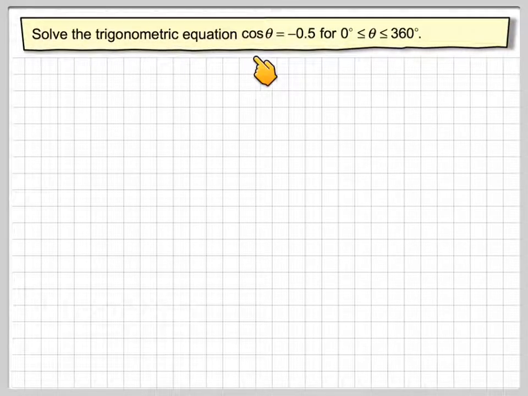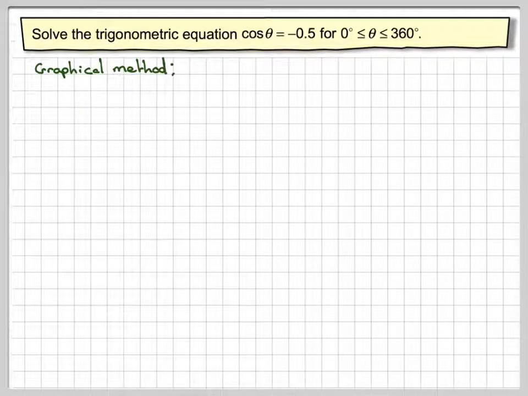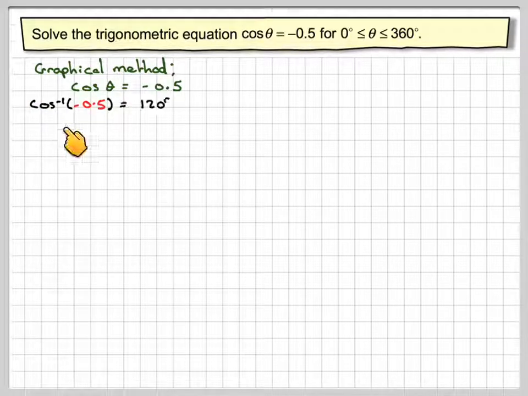Solve the trigonometric equation cos theta is equal to minus 0.5 for theta between 0 and 360 degrees. Okay, remember there are two methods, so we'll look at the graphical method first of all. We've got that cos theta is equal to minus 0.5. Cos to the minus 1 of minus 0.5 is 120 degrees.